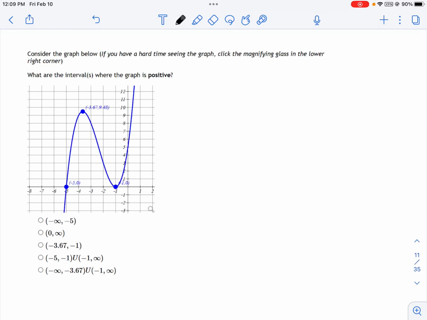Hello and welcome. So, we're going to be answering a question which is from the graph below. What are the intervals of positive?